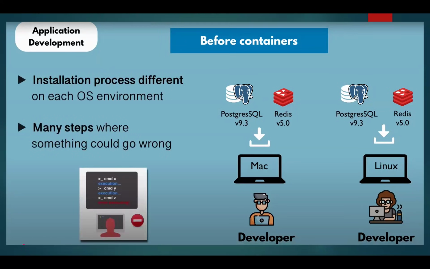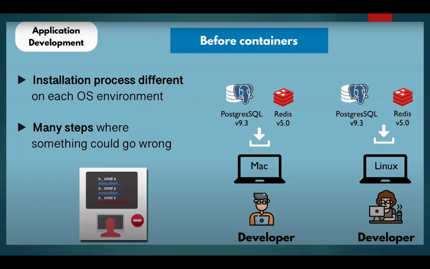So the issues could be that the installation process is different. The way you install and the way she installs, the process is very different on each OS environment. And there are many steps where something could go wrong because you are doing things manually. When you try to match the versions, you do things manually, and there's a chance that things could go wrong.